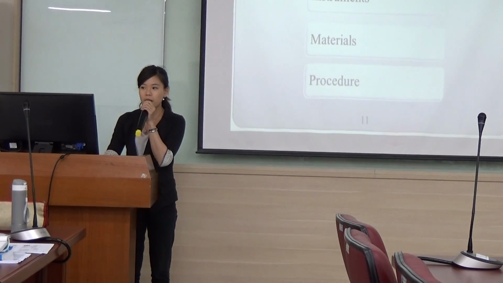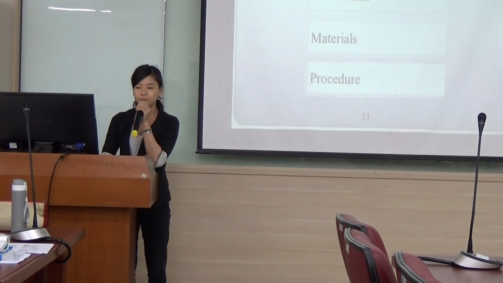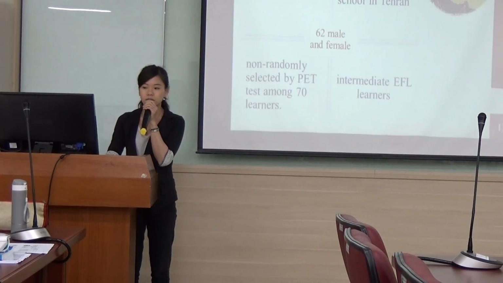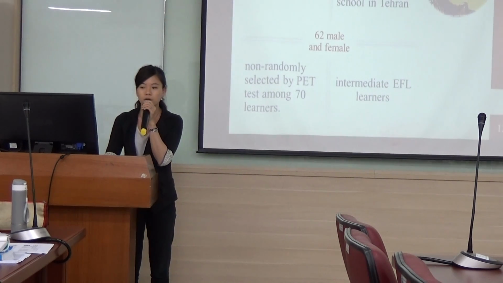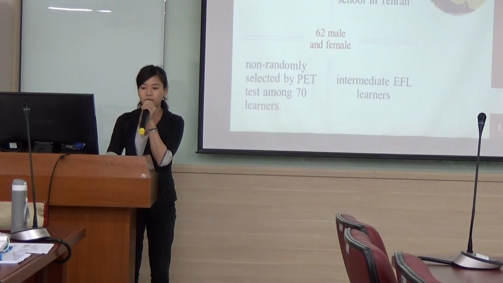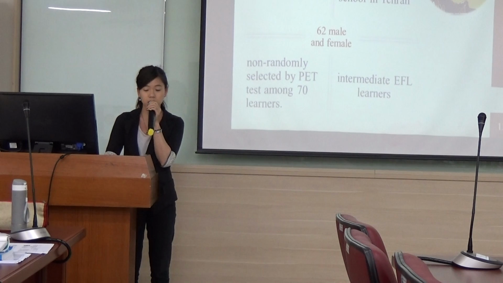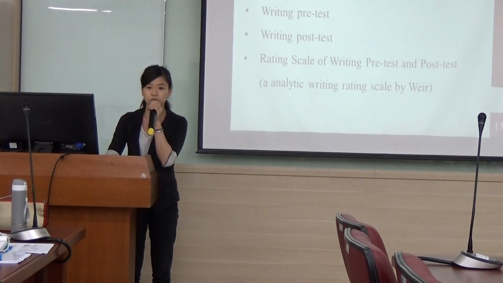And then my methodology includes participants, instruments, materials, and procedure. In the participants part, there are 62 male and female intermediate EFL learners, with an age range from 18 to 35. They study in a language school in Tehran. They were non-randomly selected by a PET test among 70 learners. The following instruments are utilized in this study. There are 5 instruments, and I'm going to introduce them one by one.